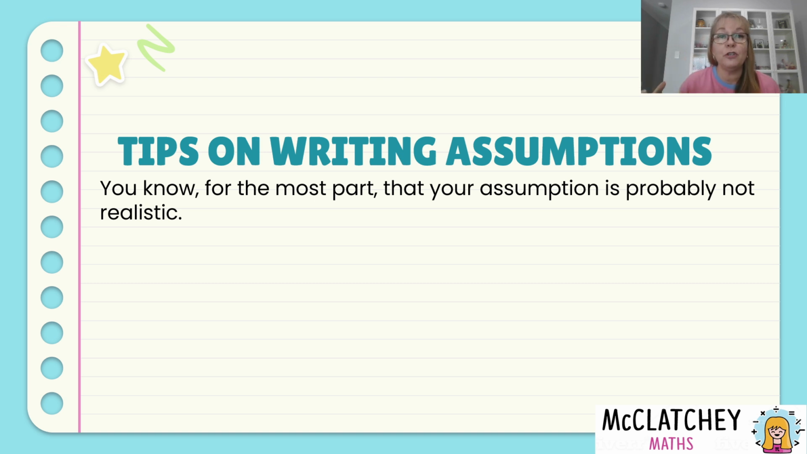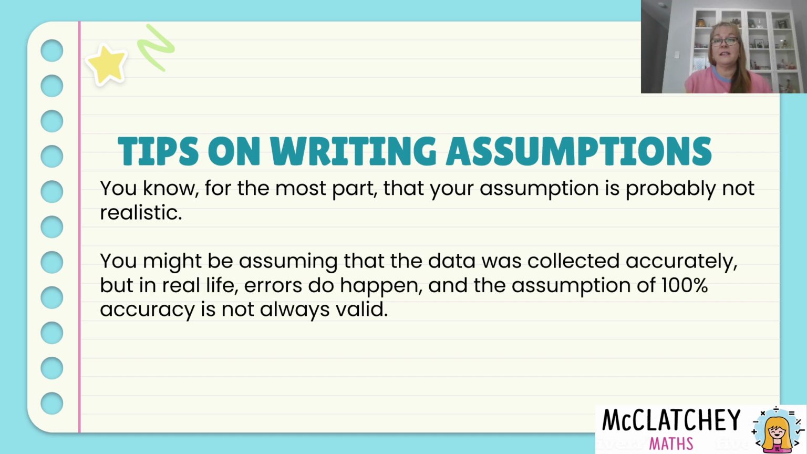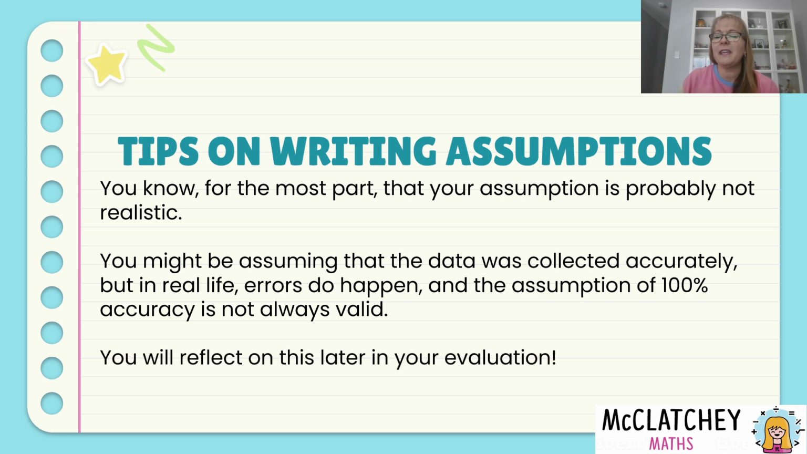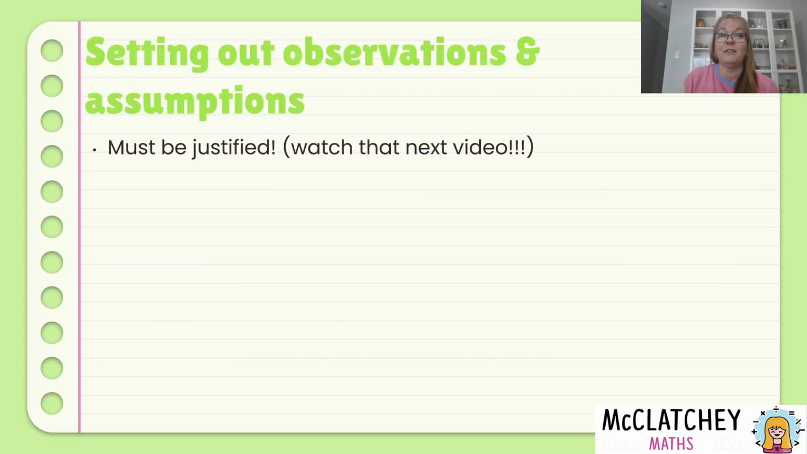So it's okay to assume that things are accurate. It's okay to assume that they're realistic, even if you know that they're not. So here's an example. We know errors happen. Assumptions of 100% accuracy aren't always valid, but you need to start that mathematical process of assuming things are what they may not be so that you can come up with conclusions. I know that seems counterintuitive, but it's just the way this works. So that's where that evaluation becomes super critical at the end, where you're going to reflect that things probably weren't 100% accurate.